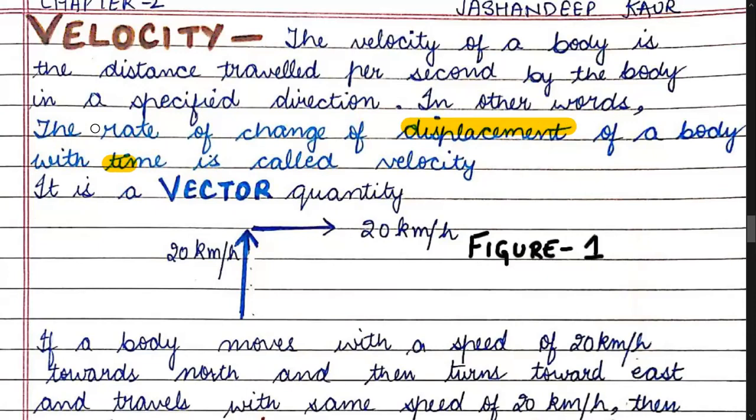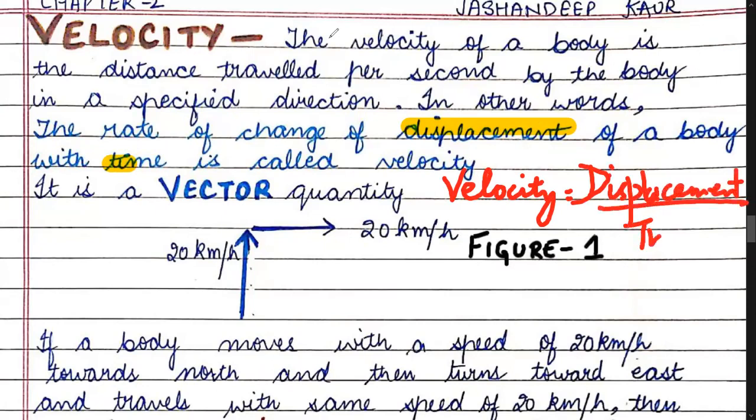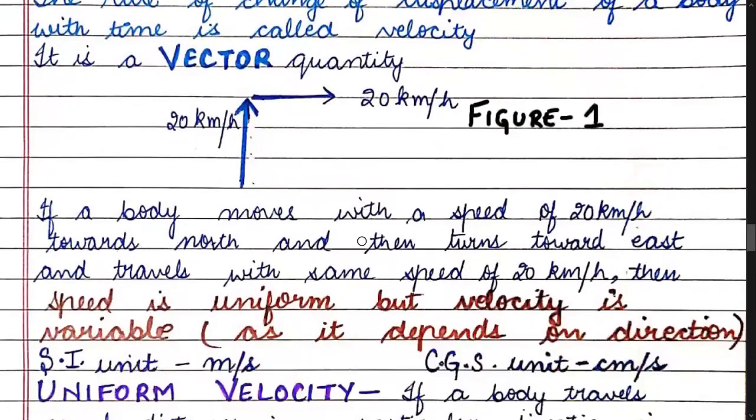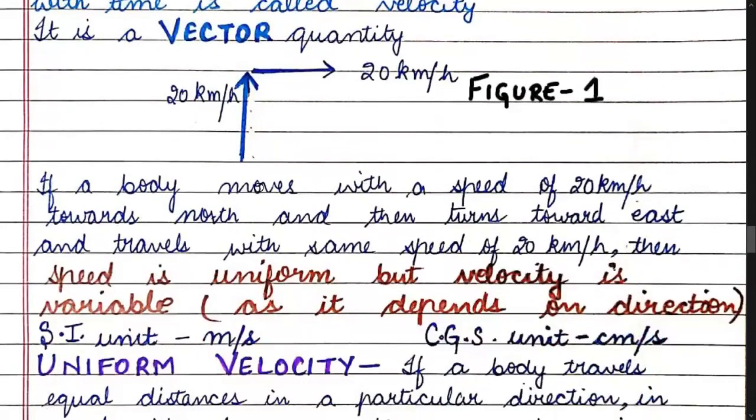So mathematically we can say that velocity is equal to not distance, rather displacement divided by time. In case of speed, instead of displacement, we had distance. But here, velocity is displacement upon time. So children, you can see figure number 1. Now what happens in figure number 1?